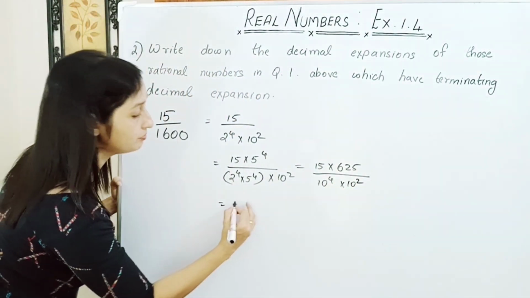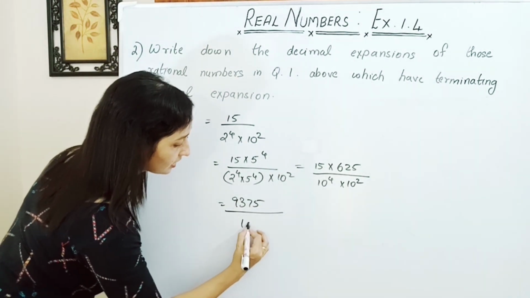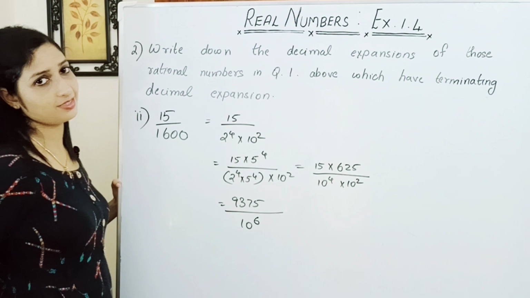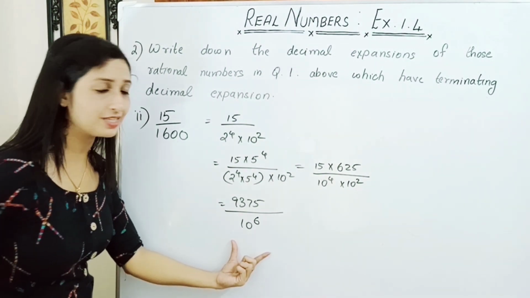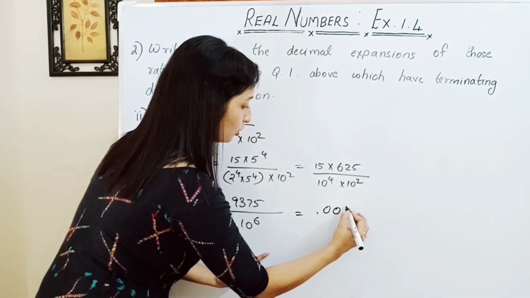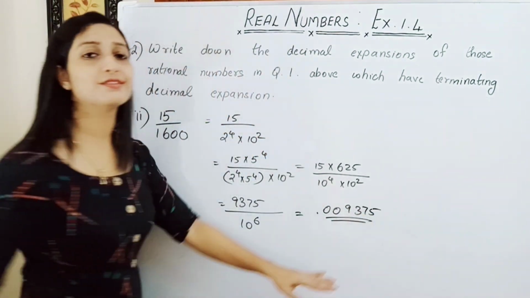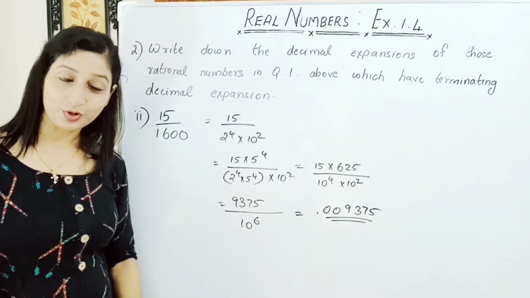So this becomes 15 into 625 by 10 raised to 4 into 10 square. So this becomes 9375 by 10 raised to 6. Now how can we write the decimal expansion? This is equal to 0.009375. So this is our answer. So let's move on to our next question.